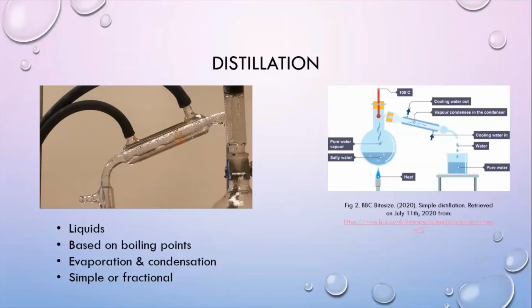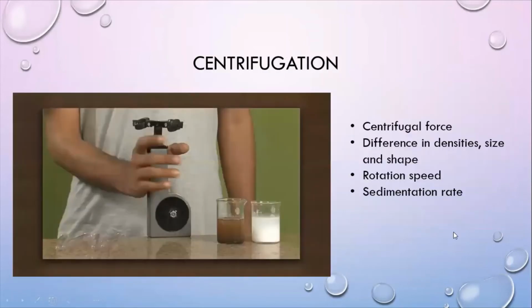Fractional distillation is what we usually use to obtain petroleum. For example, you know that when we have the crude oil, there are different components within it. So in order to have these products, we need fractional distillation. Another method would be centrifugation.